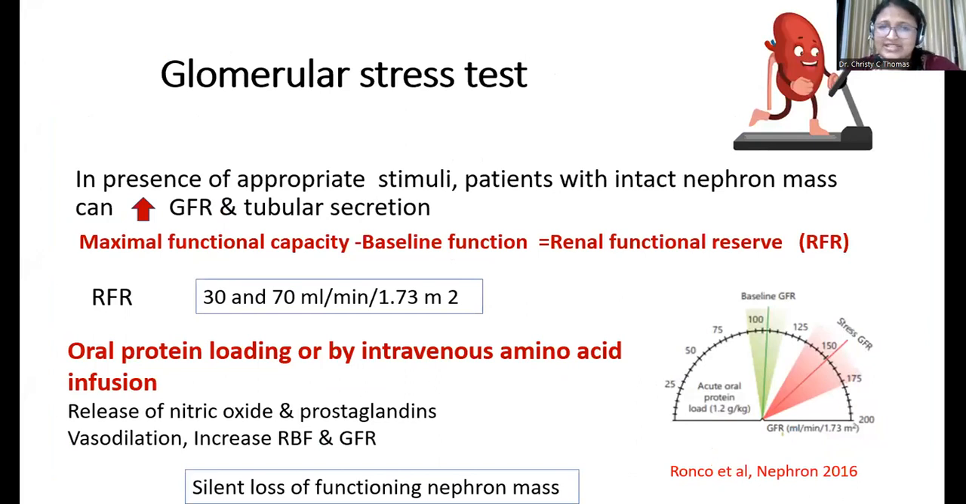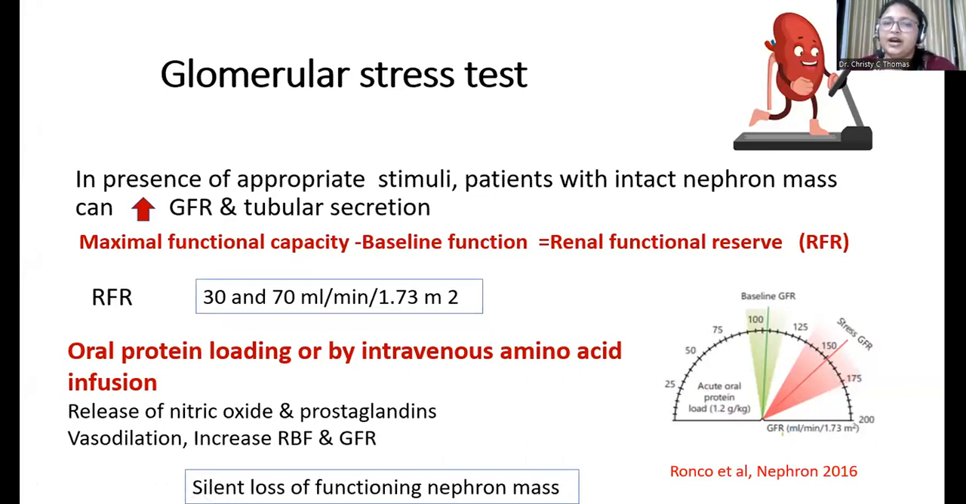Moving on to the stress test. In the presence of an appropriate stimulus, patients with intact nephron mass can increase the GFR and tubular secretion. Here you can see this is the baseline GFR, and after giving a stimulus, the kidney can increase the GFR. The maximal functional capacity GFR minus the baseline function will give you the renal functional reserve. Renal functional reserve in normal adults is around 30 to 70 ml per minute per 1.73 meter square.